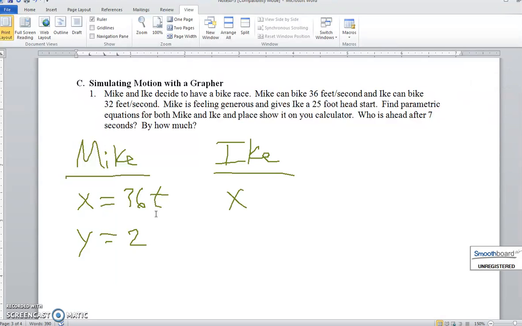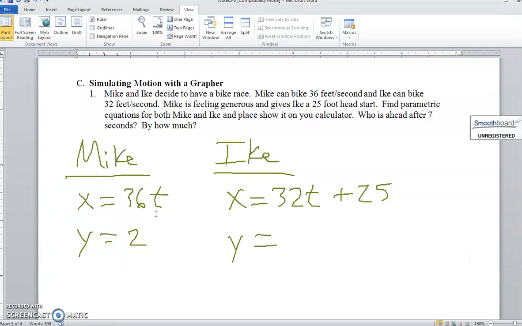And Ike's going to be somewhat similar. For X, he's going 32 feet per second, so 32 times t would be helpful. But now he does get a head start, so I'm just going to add 25 to it, and that's going to start him off at 25 feet to the right of wherever Mike is. And because Mike's already at 2, maybe we would put Ike at 4. Make sure you have this written down, because I'm going to clear this off. I'm going to show you what I would type into my calculator.